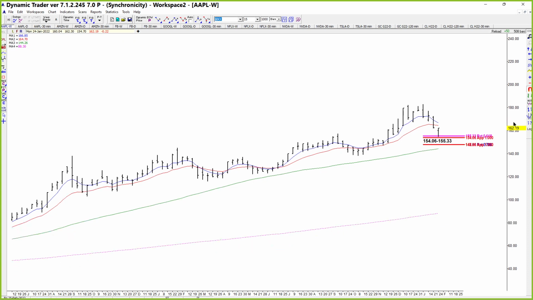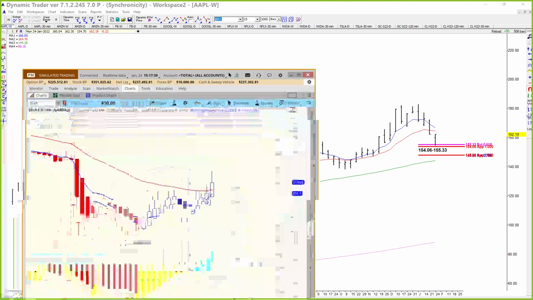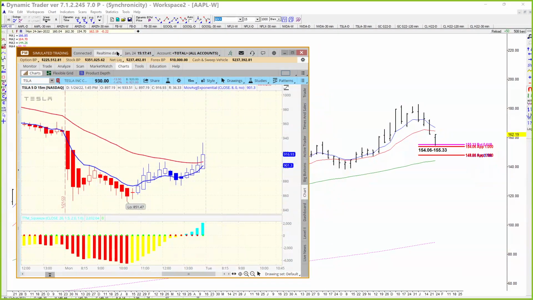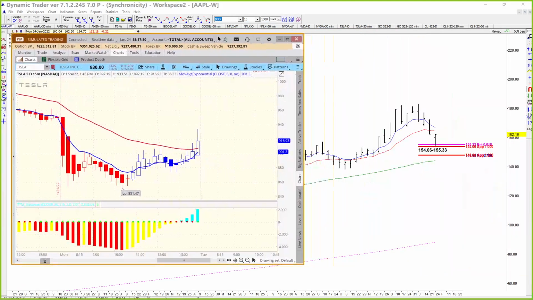Okay, well, are you talking about the trigger time frame? So we can go over a couple of examples from today. Okay, because there were plenty of setups here. Let me just find my trigger chart here. Okay, so do you see the zone here in Apple? 154.06 to 155.33. So you knew we had support.